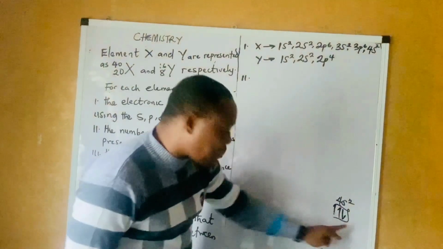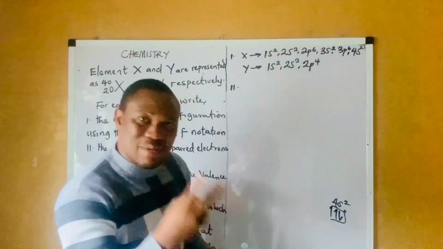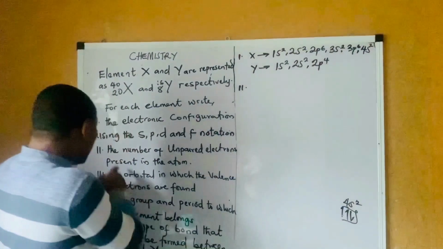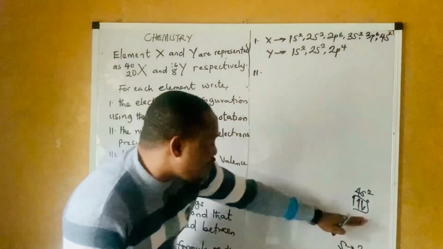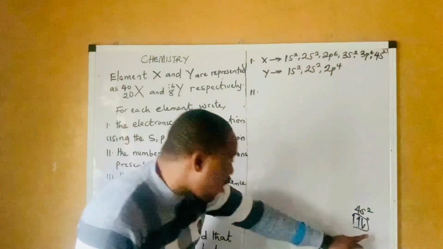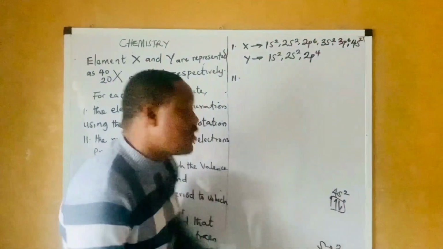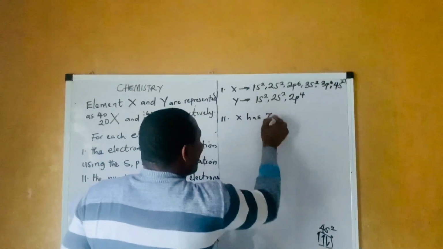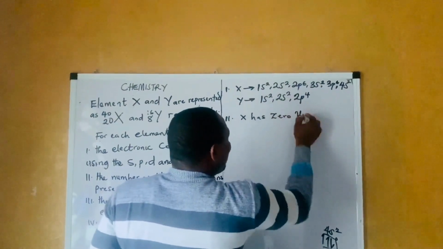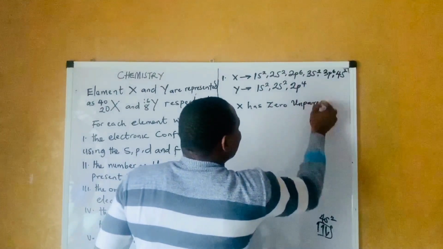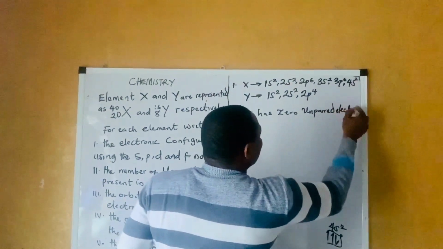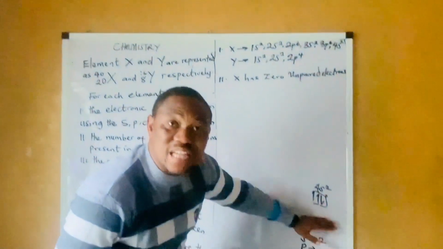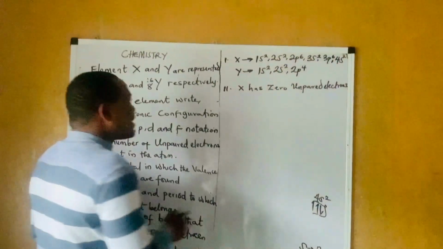So this is paired already, because when you say something is paired, that means they are coming in twos. They are now asking the number of unpaired electrons. The number of unpaired electrons here is 0, because all electrons here are paired already. So I can say X has 0 unpaired electrons. Meaning everything is paired, so there is no unpaired there.